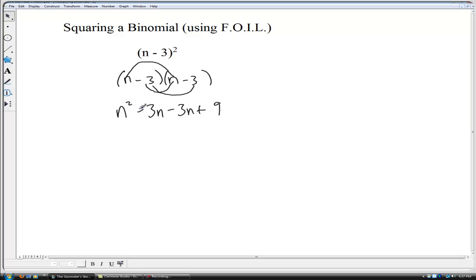And now we look at what we have. 1, 2, 3, 4 terms. These are like terms. Let's combine them, which will simplify our product into a trinomial. And this is the correct answer for squaring of n minus 3.